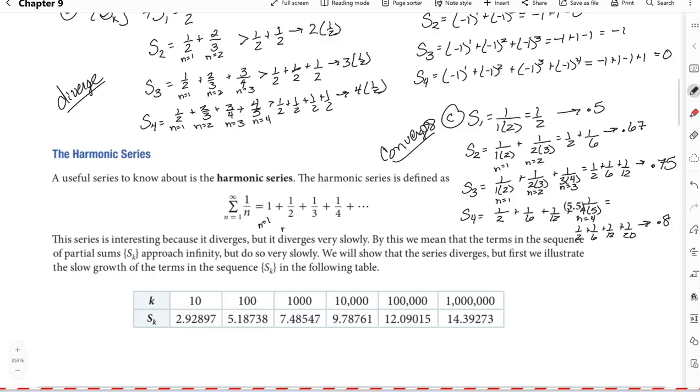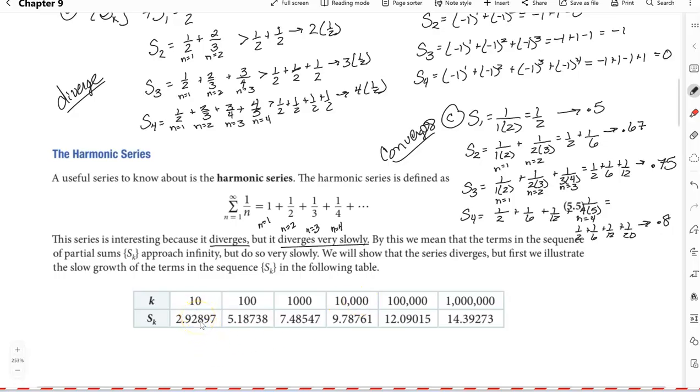When I plug in 2, I'm going to get 1 over 2, which is a half. And when I plug in 3, I'm going to get 1 over 3, which is a third. And then when I plug in 4, I'm going to get 1 over 4. So we are adding things that are smaller each time. So you would think this one converges, but this one actually doesn't. It actually diverges, and it diverges very, very slowly.